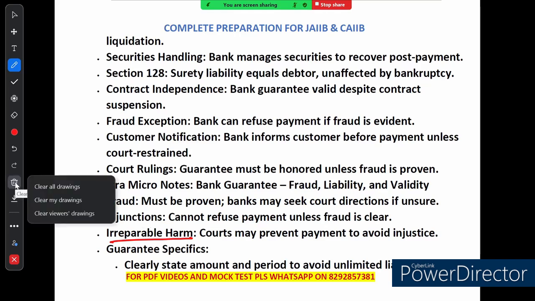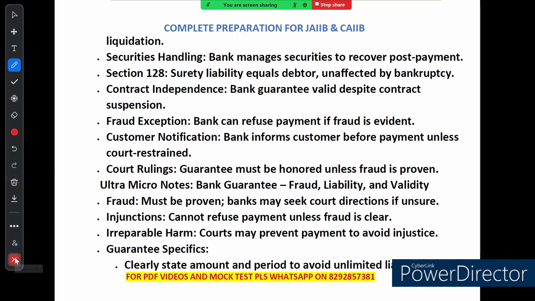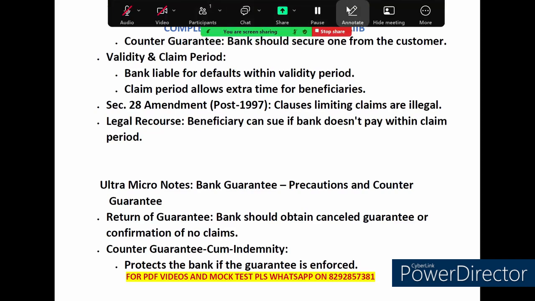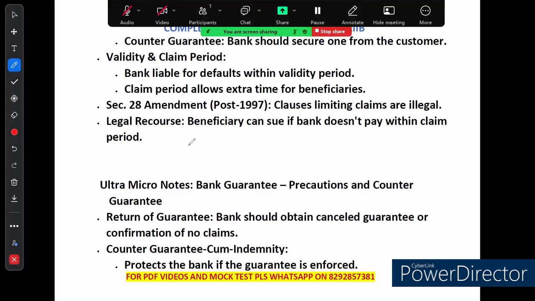Next, we need to know about how to avoid unlimited liability, right? How to avoid the unlimited liability. Guarantees should clearly specify the amount and period they cover. This avoids any confusion about what the bank is liable for. Banks should also secure a counter guarantee, right? Banks should also secure a counter guarantee from their customer for extra protection.